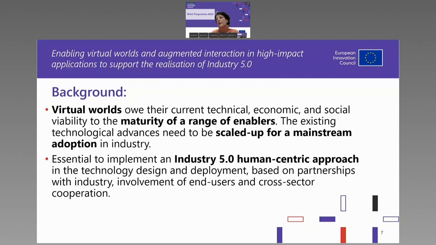However, the existing technological advances need to be really scaled up for a mainstream adoption of virtual worlds, especially in industry. This requires implementing a human-centric approach in the technology design and deployment, also based on partnerships with industry. We need the involvement of end users, who can be the workers or the customers. And of course, we need a clear cross-sectorial cooperation. So the focus is really on enabling human empowerment, health, safety, skills, learning, and innovation. This is what this challenge is about.